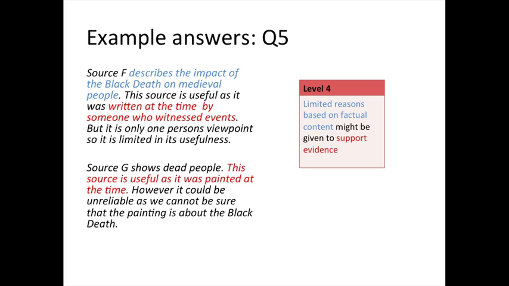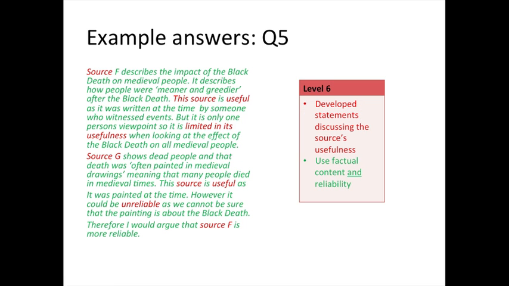This answer is a good answer, yet it only reaches a level 4. This is because, as highlighted in blue, there is only limited reasons based on factual content. And there is some evidence to support these reasons, but not much. So how can we make it a level 6? Level 6, you need to discuss the source usefulness and use factual content and reliability. Here is an example level 6 question answer for you.